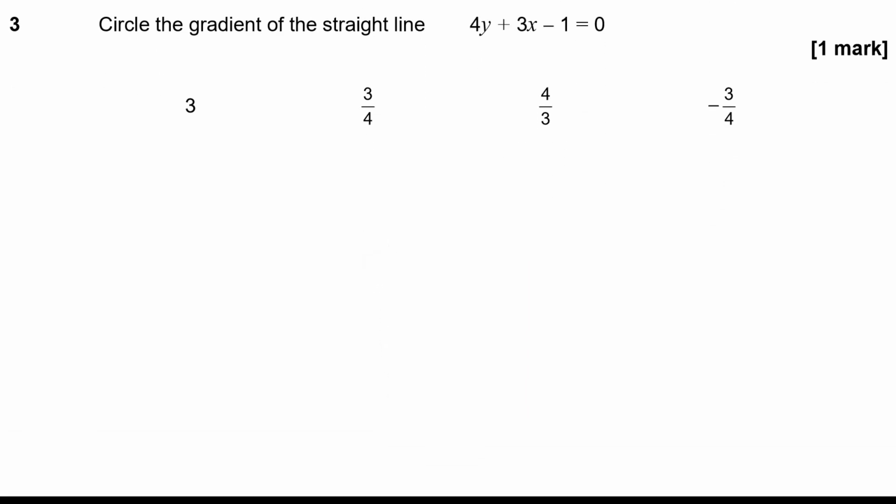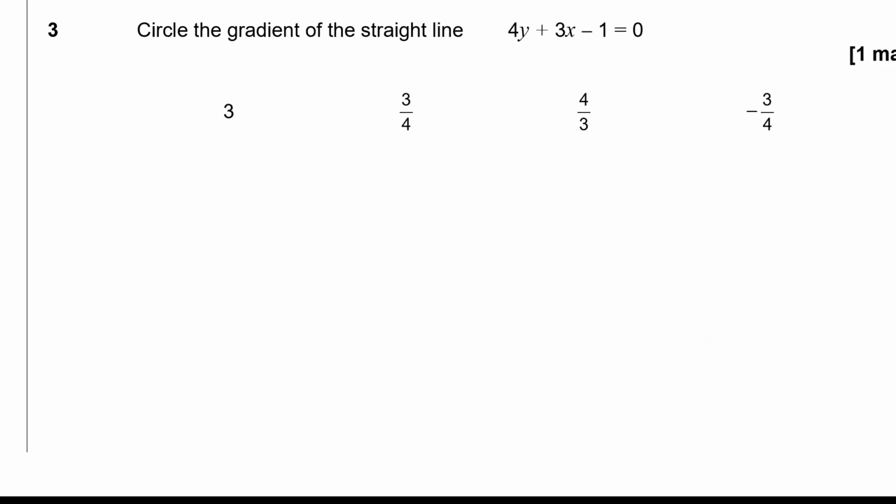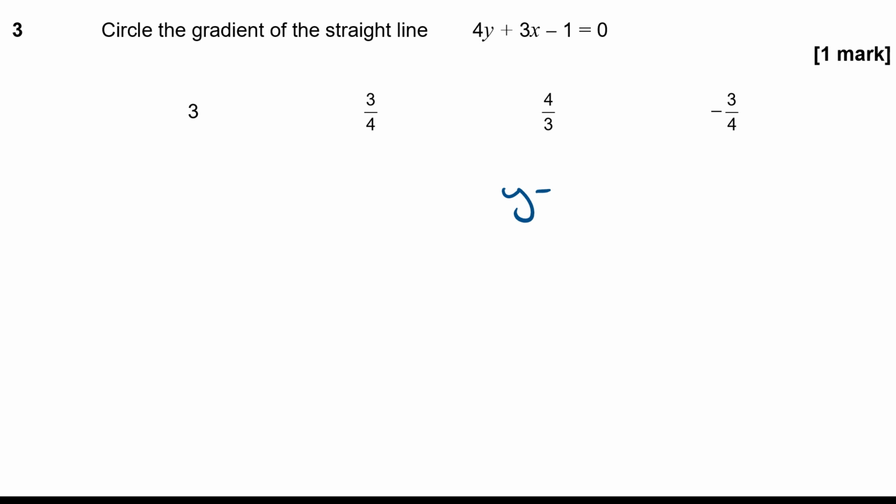Question 3, circle the gradient of the straight line 4y plus 3x minus 1 is equal to 0. Now we can read out the gradient of a straight line from its formula as long as it's in the form y equals mx plus c. So y equals mx plus c is the format we're trying to look for. Now we don't have that at the moment, but we can rearrange this so it is. Let's move the x term to the right hand side and the constant to the right hand side as well. So I'll get 4y is equal to minus 3x plus 1.